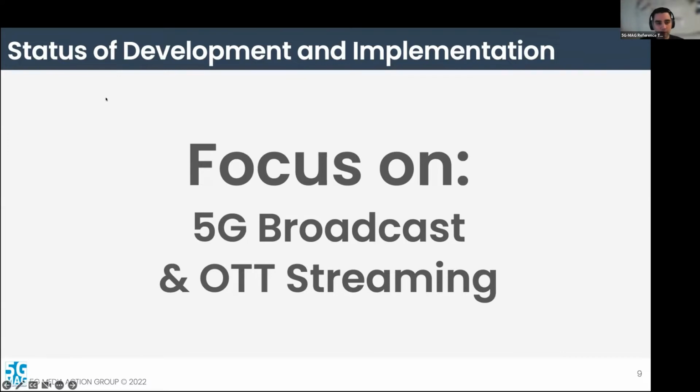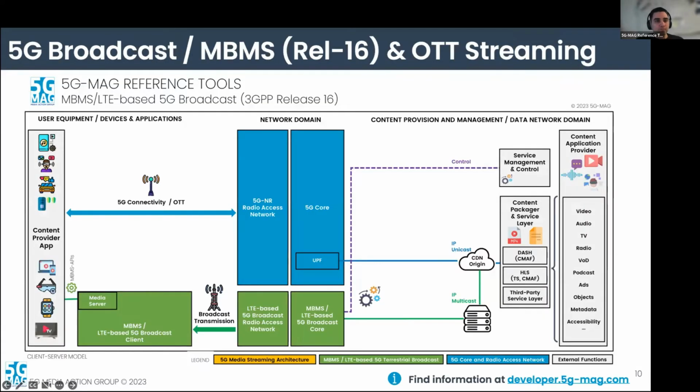As I said, 5G broadcast and OTT streaming and combining these two together. So this is a reference diagram that we drew for all of the different components. And we broke this specific one down to what is important for LTE-based 5G broadcast. Something I learned in the scope of this project is that you read 3GPP diagrams usually from the right to the left. A bit like a Japanese manga.